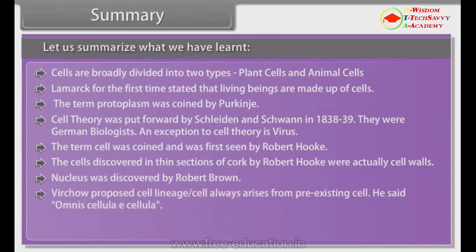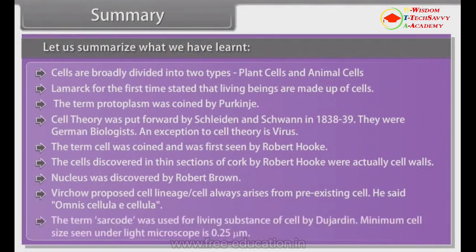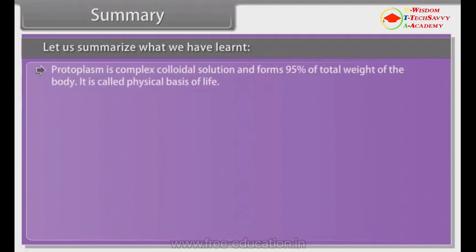Virchow proposed cell lineage. Cell always arises from pre-existing cell. He said, "Omnis cellula e cellula." The term sarcode was used for living substance of cell by Jordan. Minimum cell size seen under light microscope is 0.25 micrometer. Protoplasm is a complex colloidal solution and forms 95% of total weight of the body. It is called the physical basis of life.